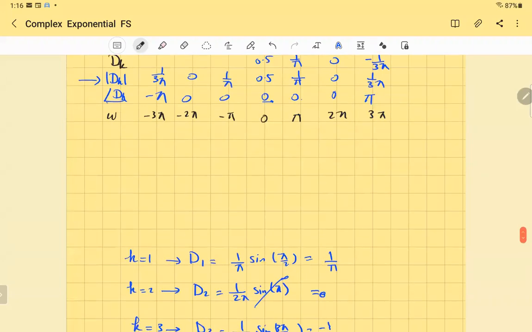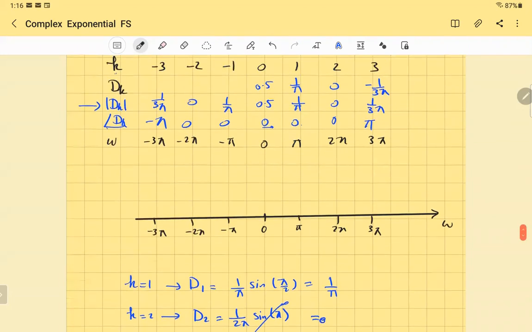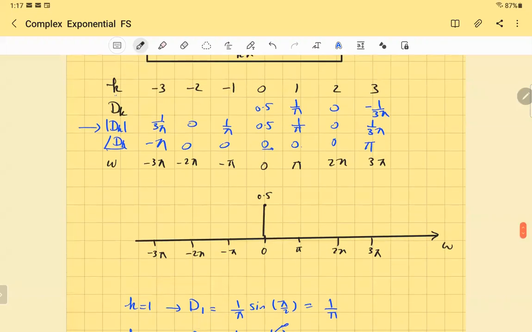And then you do the sketch. That's omega. And that's the 0. And here you can write pi, 2 pi, 3 pi, minus pi, minus 2 pi, minus 3 pi. At 0, the magnitude is equal to 0.5. So I make it 0.5. At pi, you have 1 over pi. What's 1 over pi? It's like 0.3 or something. Just make it like that, that's 1 over pi. At 2 pi it's equal to 0.